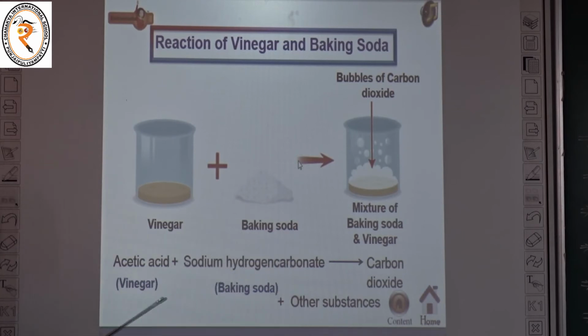Make a note of this, children. The chemical name for baking soda is sodium hydrogen carbonate. If we mix these two, we can get which gas? Carbon dioxide gas plus other substances. Okay, the next one.